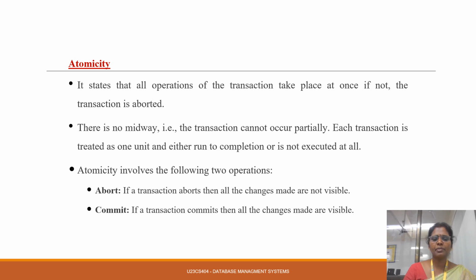The atomicity property involves two operations. One is abort, another one is commit. If the transaction is not completed successfully, then the abort operation is executed. Then it calls rollback to undo the transaction. If the transaction is completed successfully, then it goes to commit and all the changes are made available in the database.